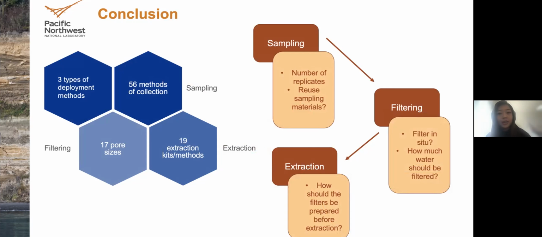And beyond the metrics that I quantified, other variables that we did not explicitly bin also varied for each step. For example, variances between studies in terms of filtering and extraction included the volume of water filtered, as well as the preparation steps of the filters for extraction. As, for example, in some papers, the filters would be shredded prior to extraction, others did not.